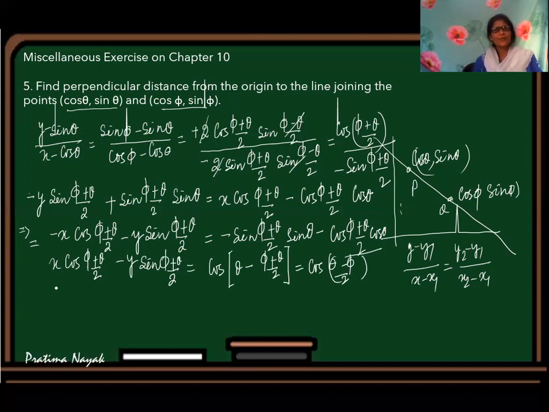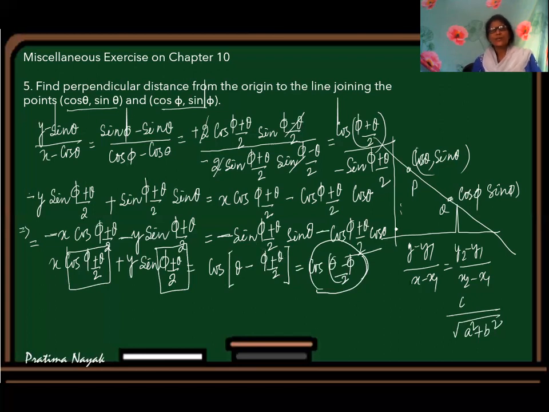What is the length of the perpendicular from the origin? What is the formula? It will be c by under root a square plus b square. So what is c here? C is this one. What is a? A is this one. And what is b? B will be this one. Please note that I made all the terms positive, and on the right side I made a formula. You can pause the video and find how we are getting this one. Taking this as a, this as b, again a, b, so it will be cos of (a minus b).